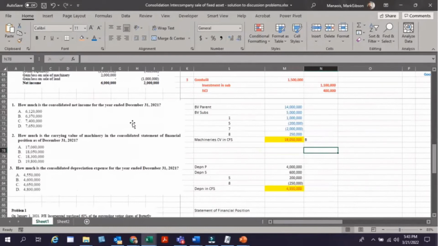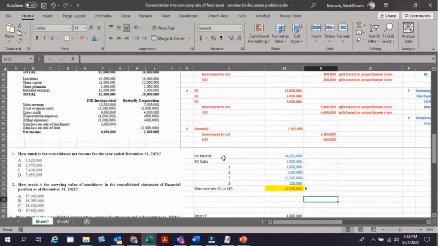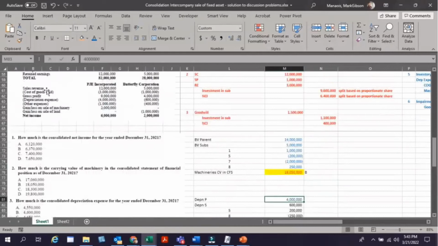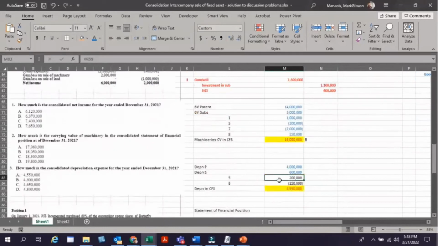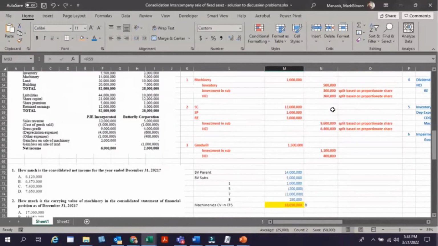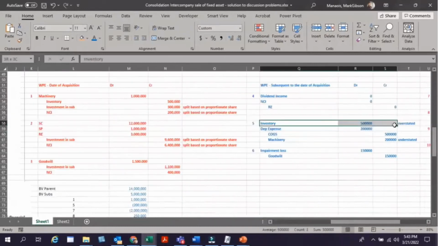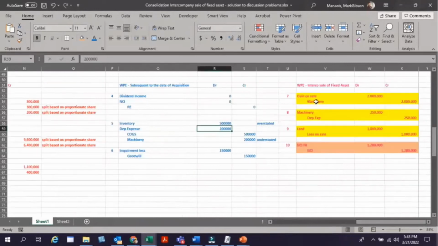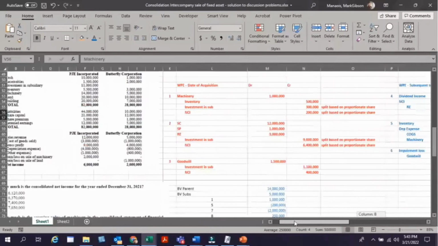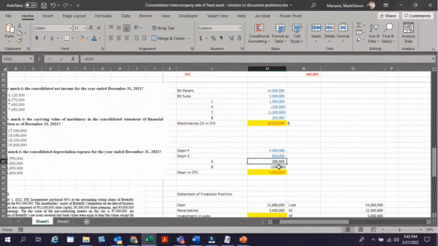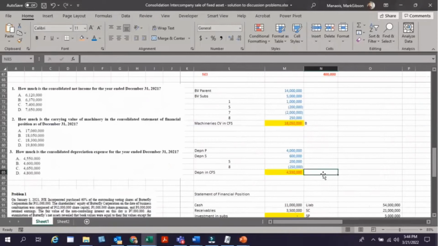Requirement number 3, ang tinatanong naman is depreciation expense. Pero tandaan, in the consolidated financial statement. So depreciation ni P, 4 million given. Depreciation ni Butterfly, 600,000. And of course, we have to account for the depreciation expense based on the working paper entries. So number 1, wala. Number 2, wala. Depreciation na hinahanap natin. Number 4, wala. Number 5, ito. 200,000. Number 6, wala. 7, 8. Ayun, 250,000. So, 200,000 tsaka 250,000. So the answer is 4,550,000 or letter A.